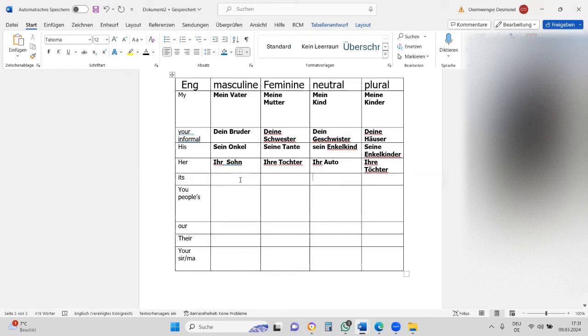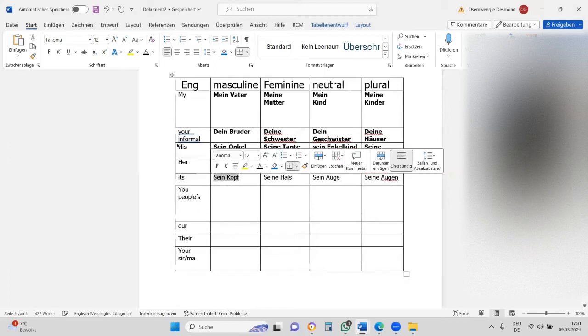Good. What about its head, its tail, its soul? You can also use sein for that. You can say, sein Kopf, its head. Seine Hals, its neck. Then sein Auge, its eye. Seine Augen, its eyes.